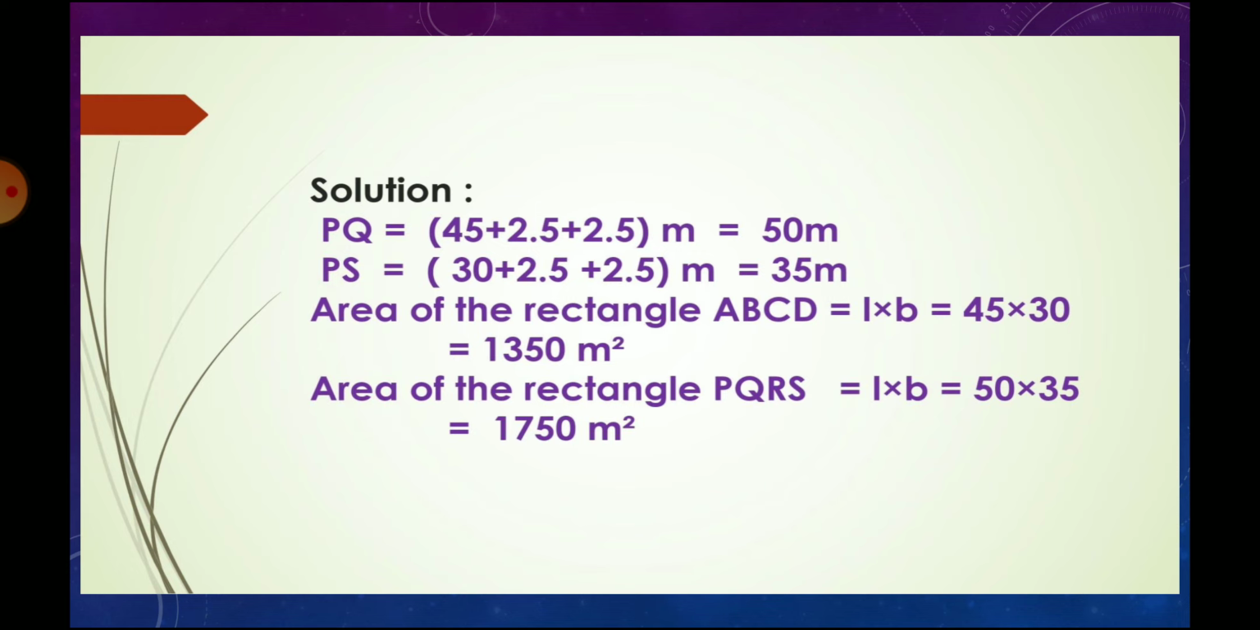35 meter. Okay, so the area of the rectangle ABCD, that is L into B, equal to 45 into 30. After multiplying these two numbers we can get 1350 meter square. Here it is not centimeter, here it is meter squared. Then the area of the rectangle PQRS is equal to L into B, that is 50 into 35. So we can get 1750 meter square.